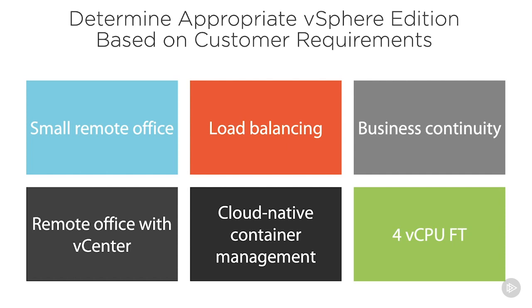Well, the answer here is vSphere Enterprise Plus, because although vSphere Standard does include Fault Tolerance, it only includes Fault Tolerance for up to 2 vCPUs. So you'll have to go with vSphere Enterprise Plus because it includes Fault Tolerance with 4 vCPUs in order to meet those requirements.